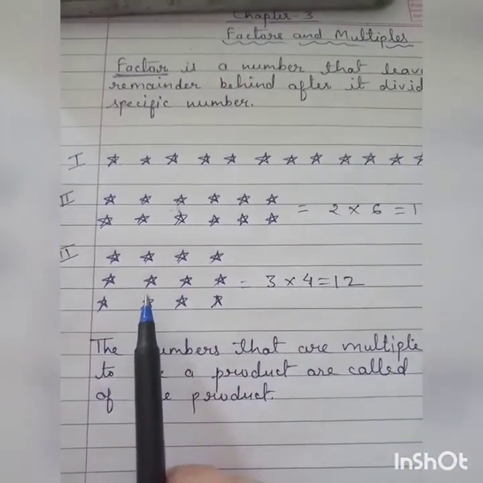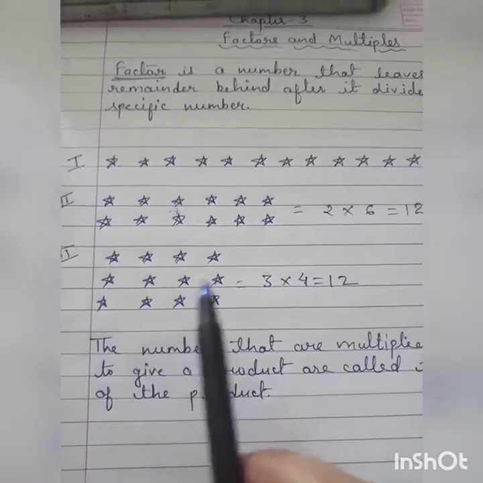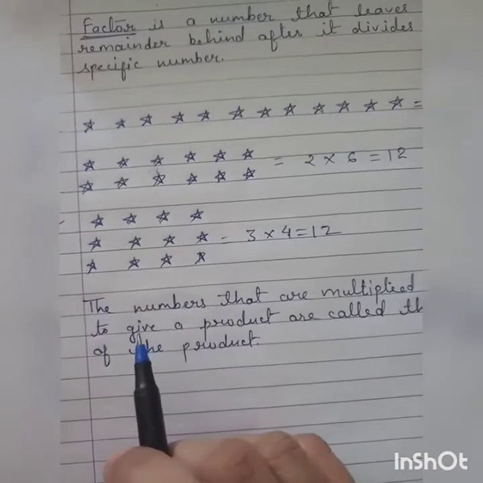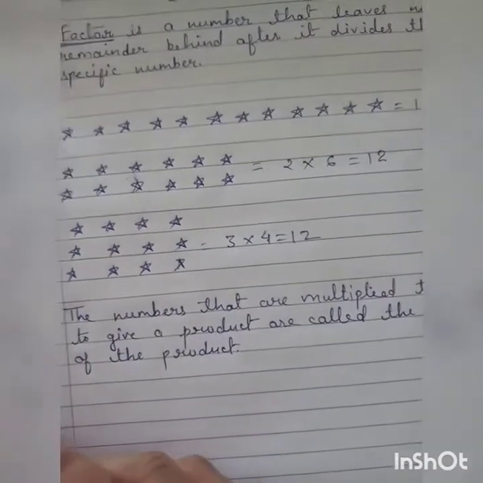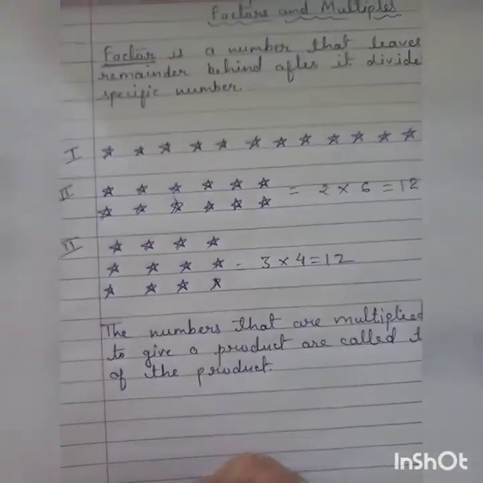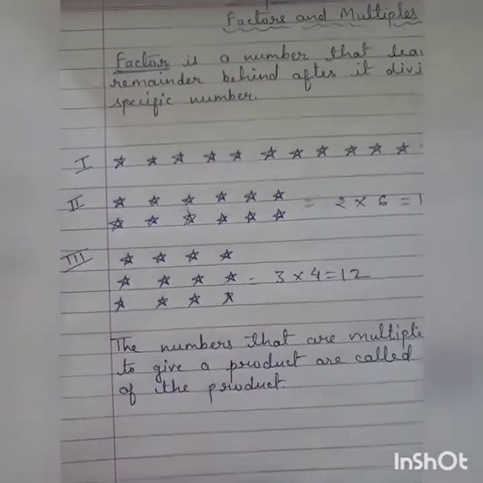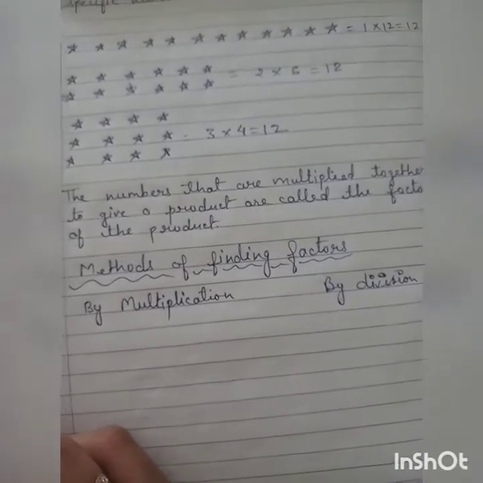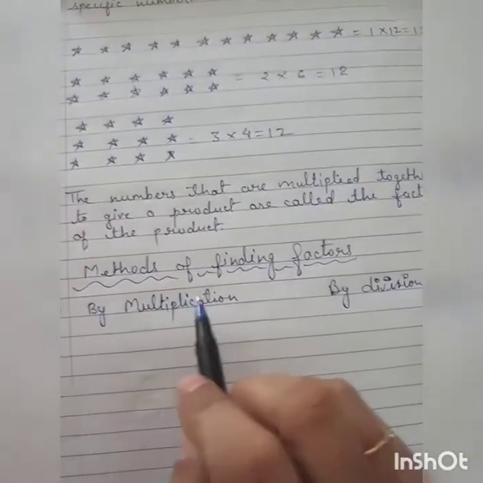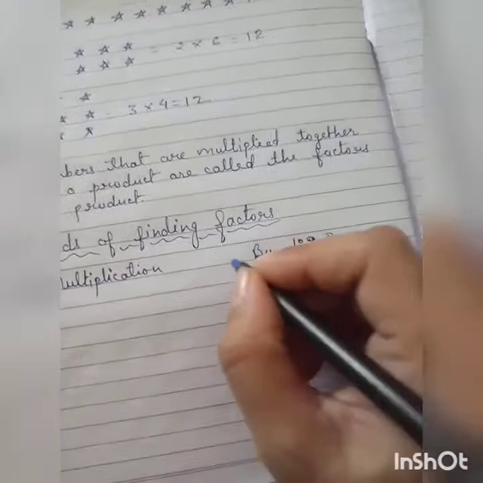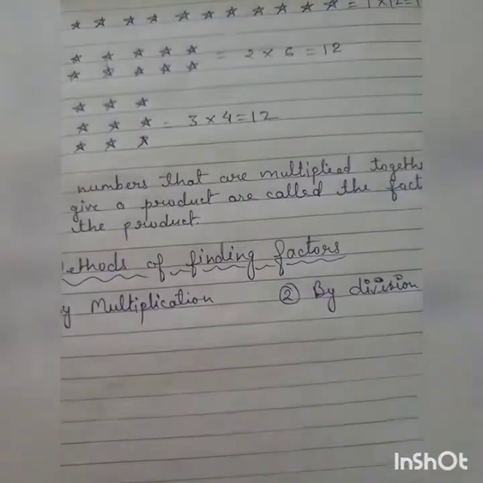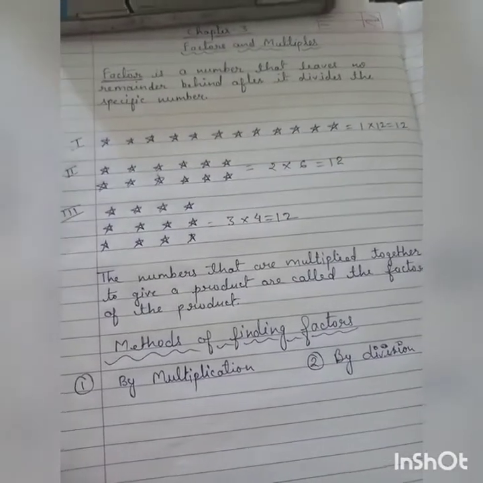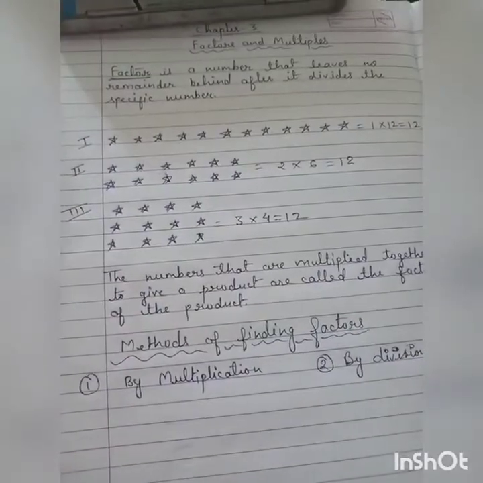Every time, it is not easy to find the factors by drawing. For that, there are 2 methods by which you can easily find the factors of a given number. There are 2 ways to find the factors of a number. The first one is by multiplication and the second one is by division. Dear students, to find the factors, you must remember tables properly.